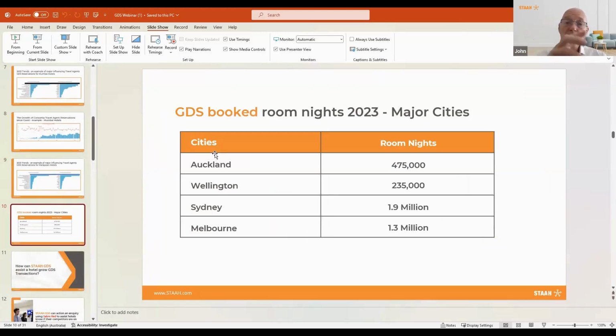Just another source of data that we have access to, and I've only chosen these 4 cities, but Auckland in 2023 had about 475,000 room nights booked by GDS using travel agents. Wellington, 235,000 room nights. Sydney, 1.9 million. Melbourne, 1.3 million. We are able to get this information for you and it doesn't matter where you are located. We just need to know the nearest airport to you.